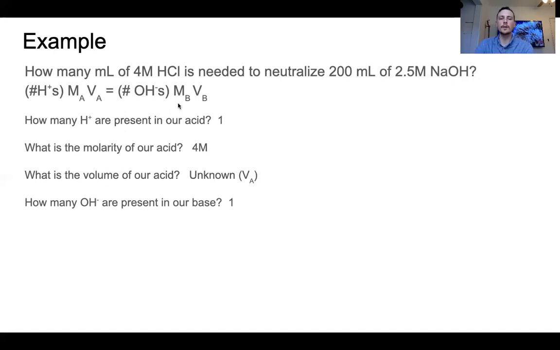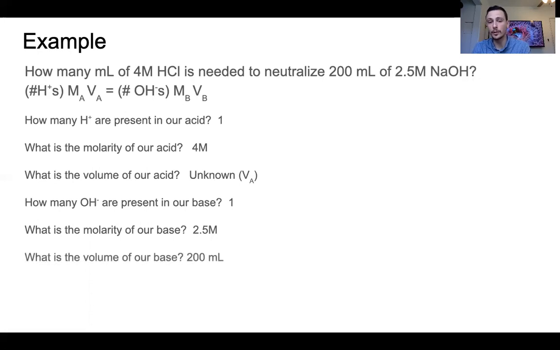Next up, the molarity of our base. It says it is needed to neutralize 200 milliliters, that's our volume, of 2.5 molar sodium hydroxide. So the concentration or the molarity of our base, our MB, is going to be 2.5 molar. Lastly, we need the volume of our base, and it says we have 200 milliliters of our base. So that's going to be our VB, or the volume of the base that we have. Now that we've gone through and identified all 6 of these variables, we just plug them in.